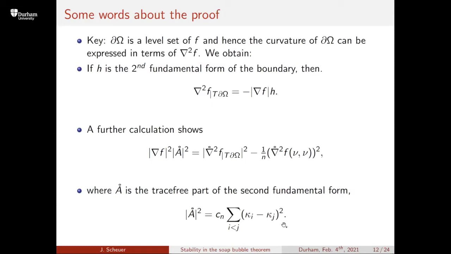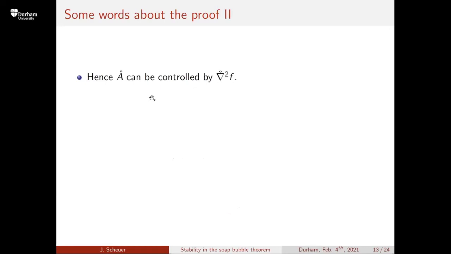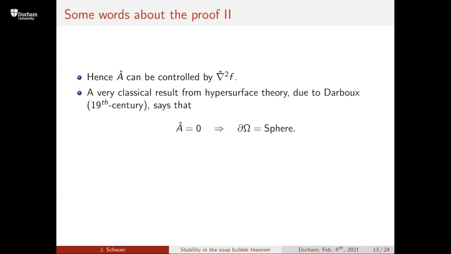Because recall that there is another very classical result from hypersurface theory, due to Darboux from the 19th century, which says that if the traceless second fundamental form is zero, then the boundary is a sphere. Actually, Wilhelm is a perfect expert on this kind of question, as he has worked so much on umbilical hypersurfaces. So this is his expertise, and I'm interested in comments and questions by Wilhelm later on about this. So this is a much more known kind of rigidity result for the boundary, where the traceless second fundamental form being zero gives you the boundary as a sphere.